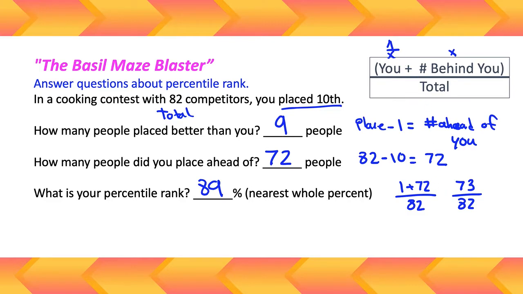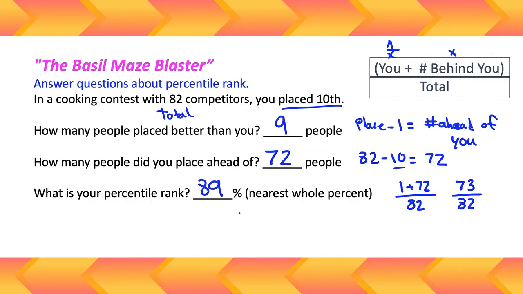So you, which is one person, plus the number of people behind you, divided by the total, not your place. But you can use the place value to help find all those numbers. Like there's 72 people behind you because you subtract the 10. Another way to do it, how else can we get this 73? Well, you can also use the number of people ahead of you.